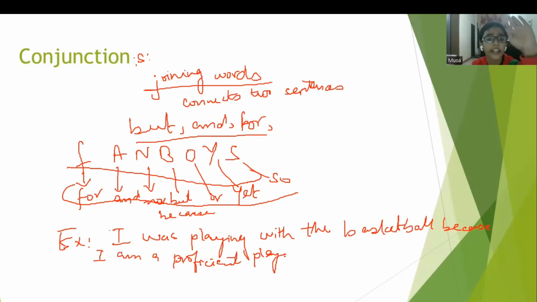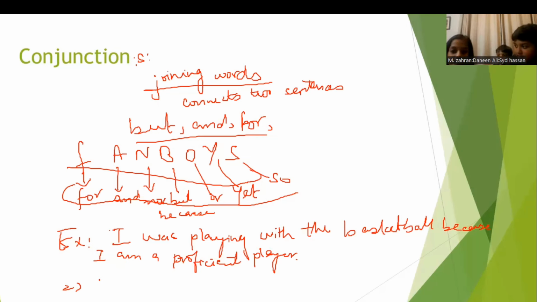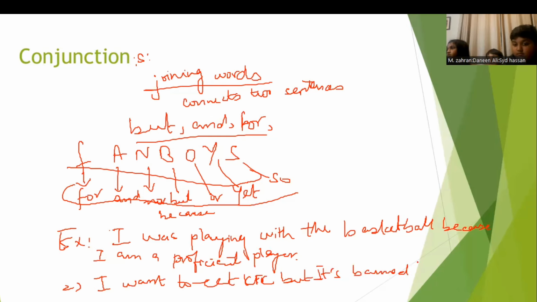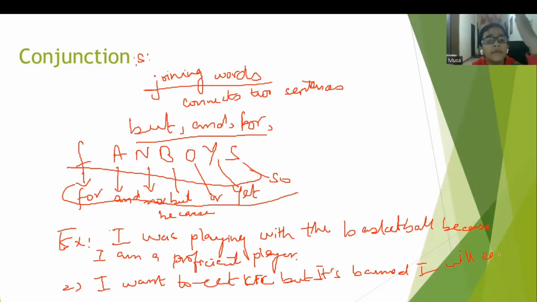Very good. Yes, Hassan and Daneen. The other students, please. Daneen is going to give the example now using a conjunction. I wanted to eat KFC, but it's banned, so I ate McDonald's. Any brand you can mention. I will eat Burger Lab.